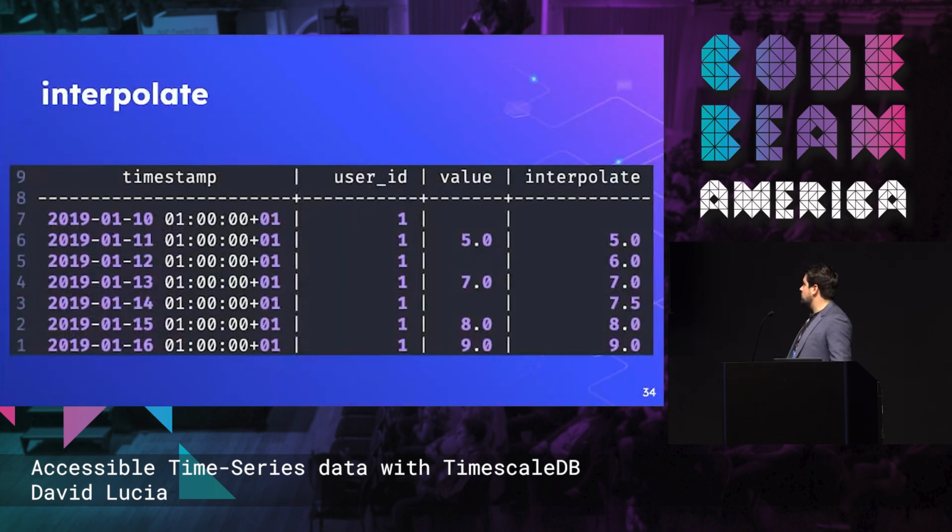OK, interpolate works exactly like I said before. So instead of the last observation, it's going to see the gap. So we've got 5, we've got 7. It's going to linearly interpolate 6 in between. Or if you're between 7 and 8, it will linearly interpolate 7.5.